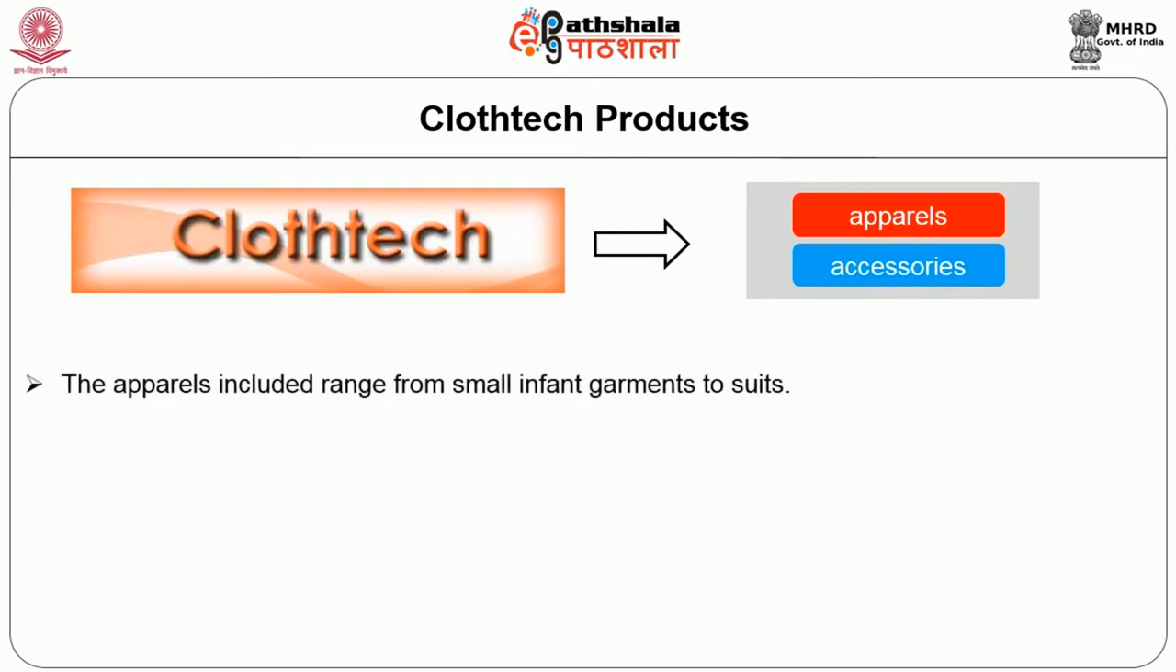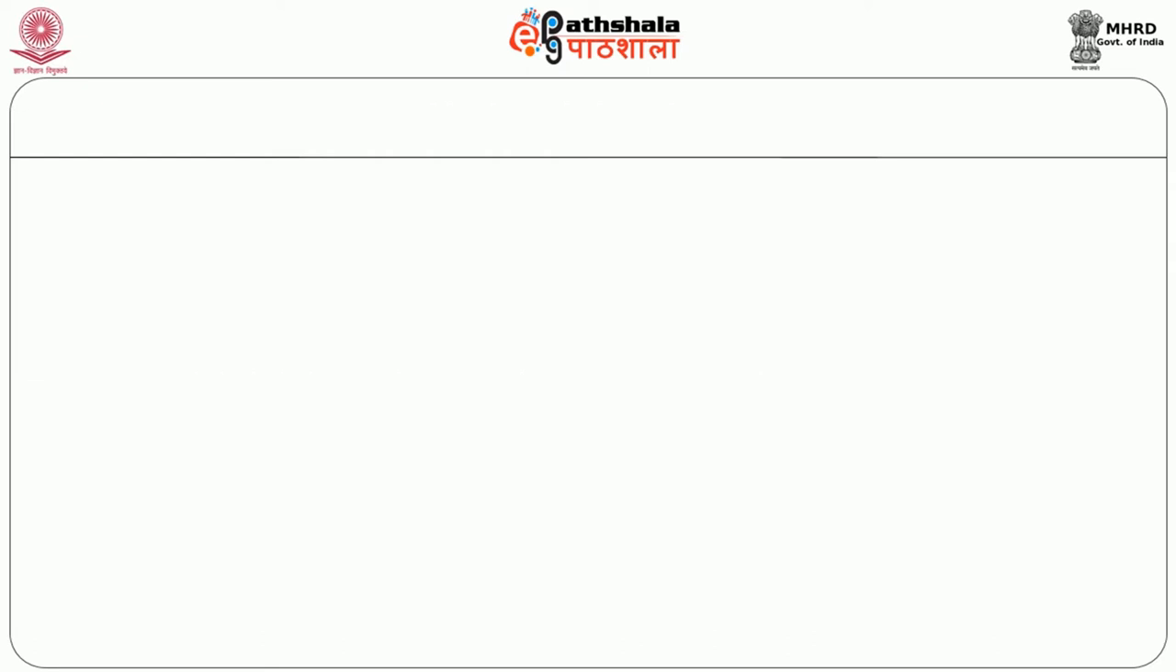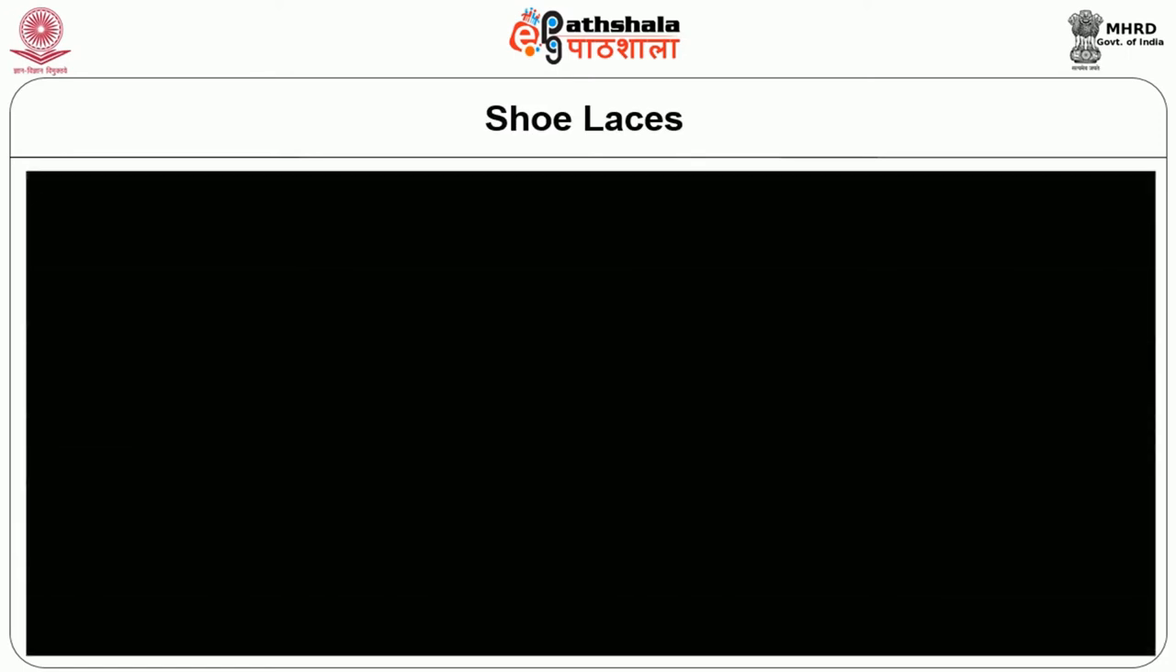The apparels include a wide range from small infant garments to suits. They are also made out of different fibers, blends and mixtures. The fabric construction methods also vary, as wovens, non-wovens and knitted, with all sorts of design, color and finishes. However, in this module, we will concentrate on textile products that support the proper functioning of apparels and accessories. The first one we will be seeing is the shoelace.